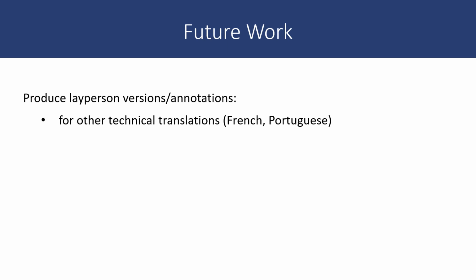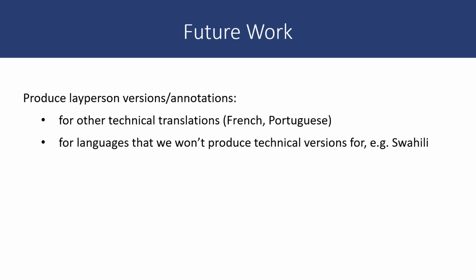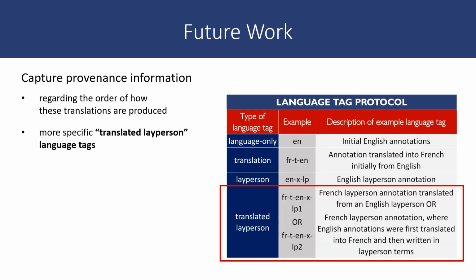Going forward, we plan to produce layperson versions for other technical translations of the SCDO, such as the French SCDO and future technical translations, such as the planned Portuguese translation, as well as for languages that we won't produce technical versions for, for example, Swahili. For such layperson versions, we would want to capture provenance information regarding the order of how these translations were produced, and would do that by using more specific translated layperson language tags, which we included in our language tag protocol.